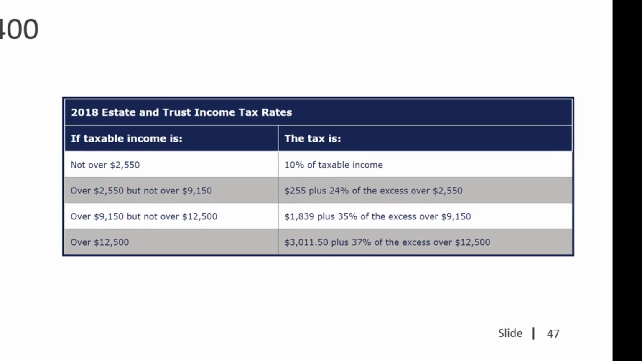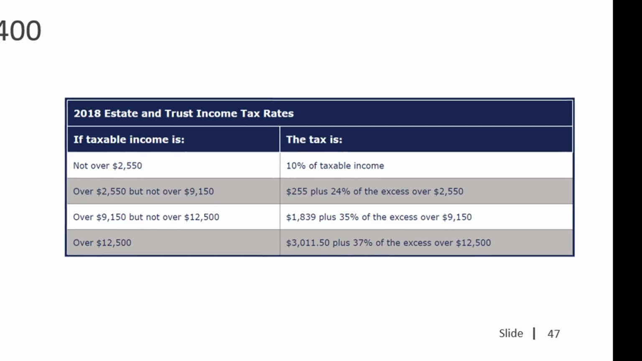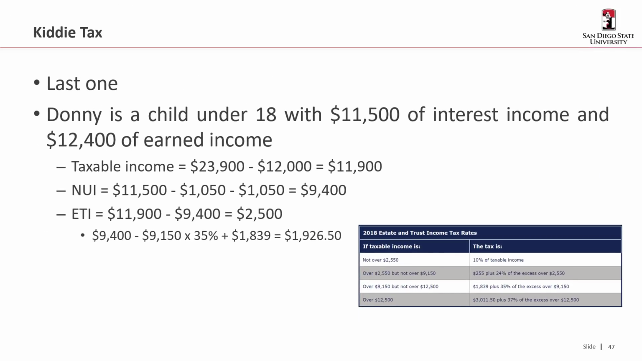So again, NUI is taxed using the trust rate tables. I've dropped the rate table on the slide for you. You could see that you would calculate a tax of $1,926.50 if you go through the steps. ETI is still taxed at 10%, the single taxpayer rate. Up to $2,500 is only 10%, so the total tax is $2,176.50.